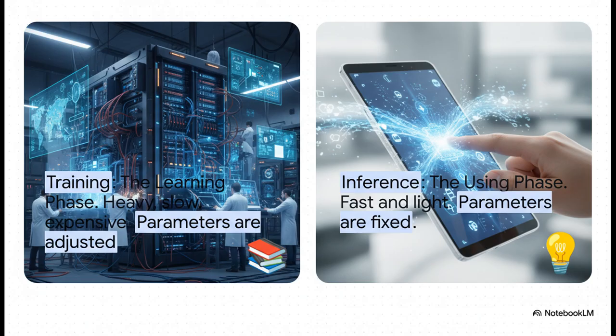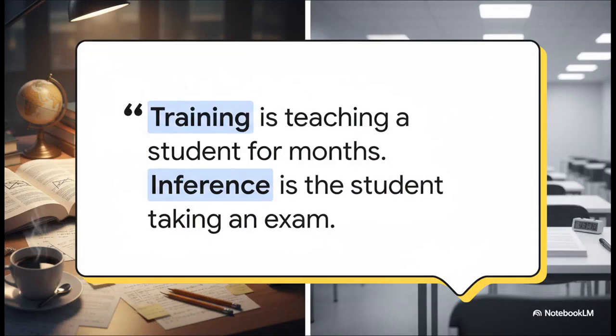Now on the other side, you have inference. This is the using phase. This is what's happening when you use something like ChatGPT or Midjourney. It's fast, it's pretty light, and all those parameters are totally locked in place. Here's a great way to make this really stick in your mind. Think of it like this. Training is like a student studying for months and months. It's a long, hard process. Inference? That's exam day. That's when the student just uses everything they've already learned to answer questions quickly.